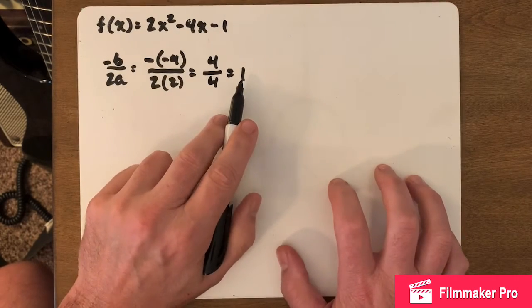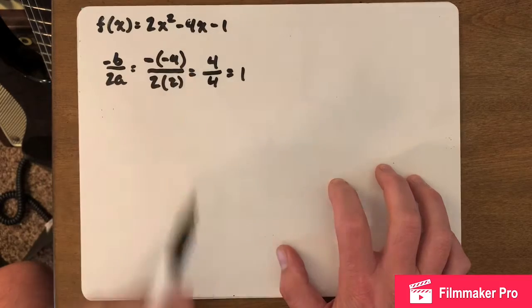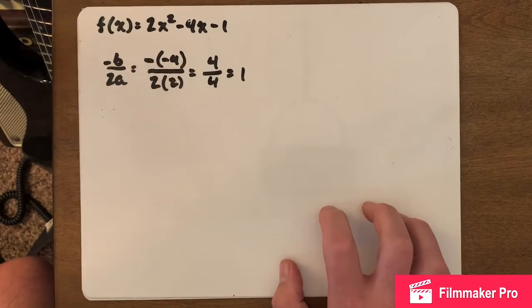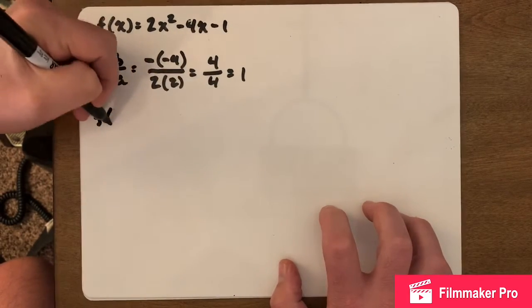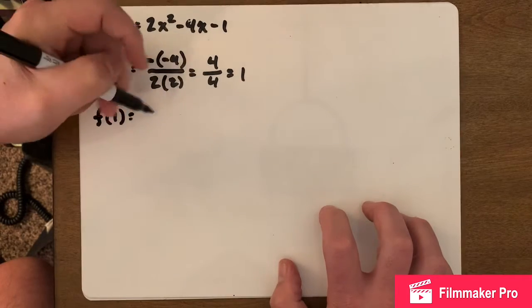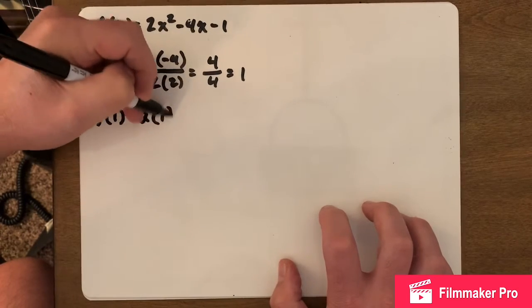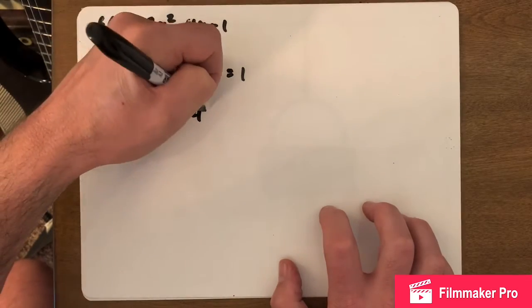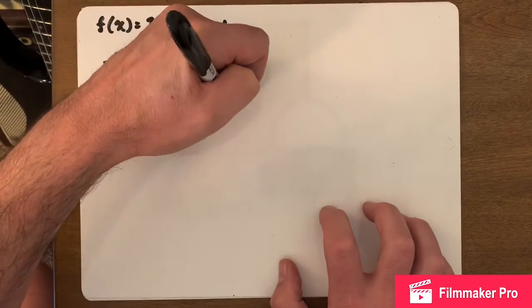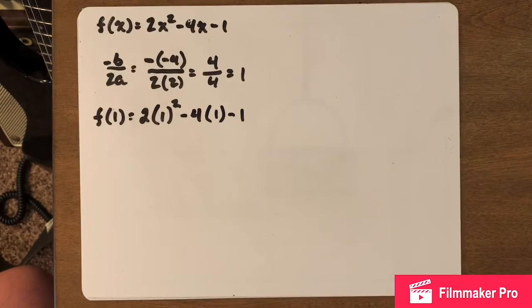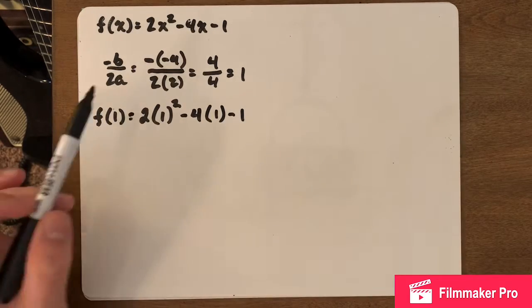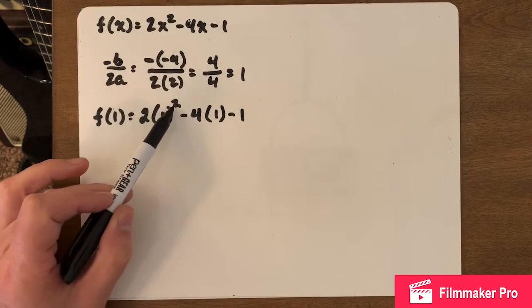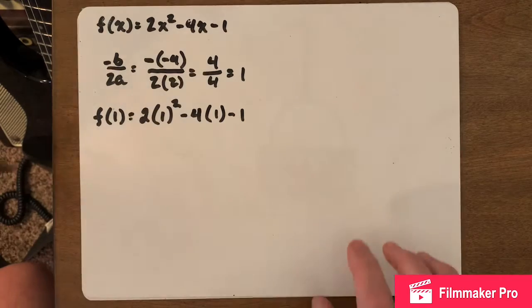I'm going to plug that back in here and here to get my y value, my y coordinate. So f of 1 is equal to 2 times 1 squared minus 4 times 1 minus 1. All right, so now we have to simplify this. 1 squared is 1, right? 1 times 2 would be 2.